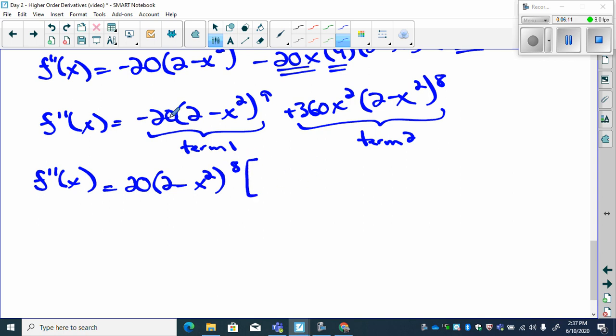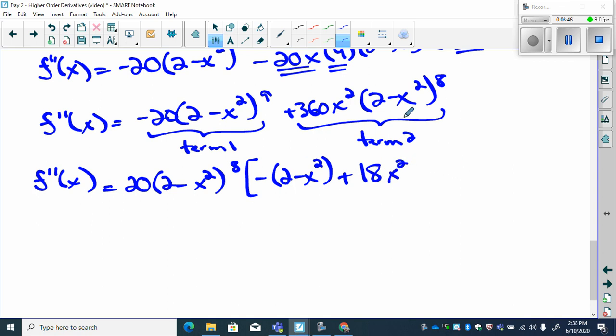Now we are going to divide each term by this common factor. If I divide this by this, I would be left with a negative 20 divided by positive 20, which is a negative 1. 2 minus x squared to the 9th divided by 2 minus x squared to the 8th would leave a 2 minus x squared to the 1st. I won't write the exponent. Then I'm going to go 360x squared divided by 20. Well, 360 divided by 20, 36 divided by 2, that's 18x squared.